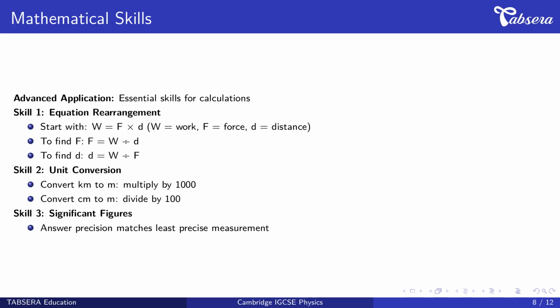Second, unit conversion. To convert from kilometers to meters, we multiply by 1,000, since 1 kilometer equals 1,000 meters. To convert centimeters to meters, we divide by 100, since 100 centimeters equals 1 meter. Third, significant figures. The precision of your answer should match the least precise measurement in the data. This maintains mathematical accuracy and reflects measurement limitations.